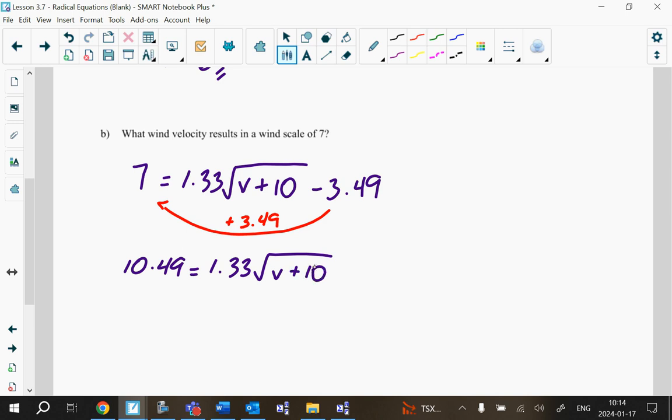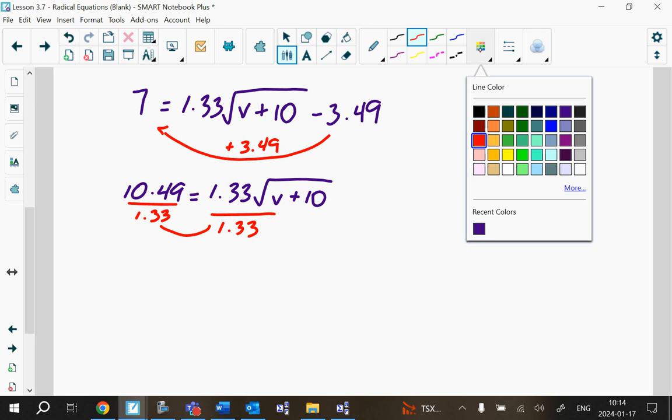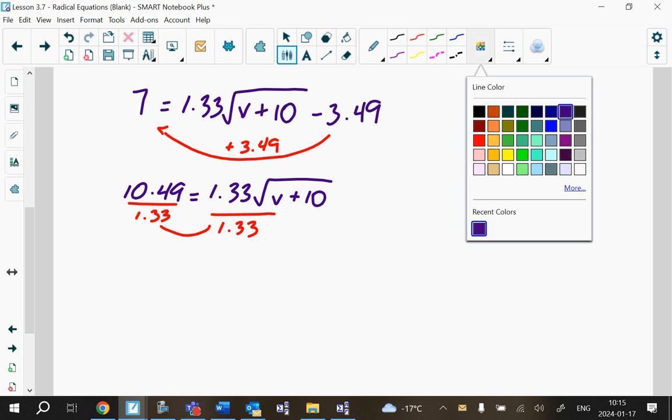This is not plus 1.33. How do you get rid of that? Divide it, because it's being multiplied. What's 10.49 divided by 1.33? Go 2 decimal places, since everything's to 2 decimal places here. 7.89. Okay, thank you.